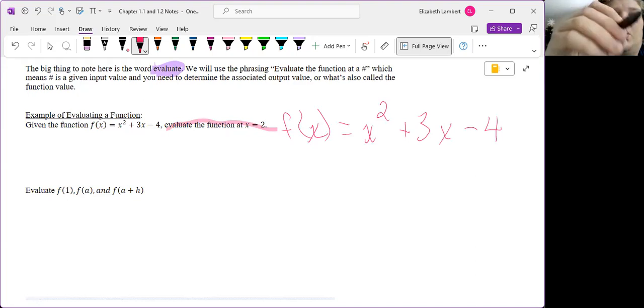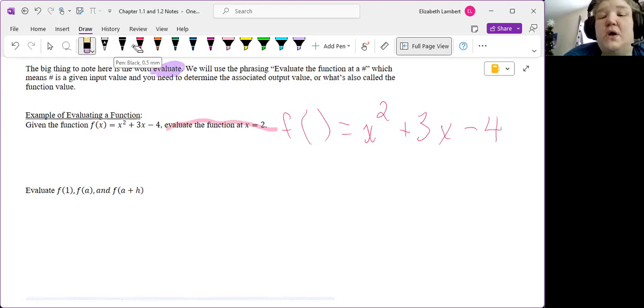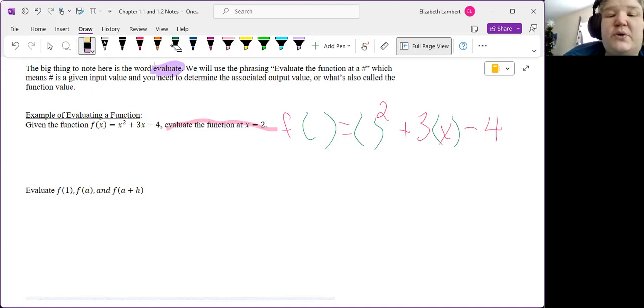So what we're going to do now is, everywhere there was an x, I'm going to go back and put parentheses with a space. So I'm going to put the parentheses there, and the parentheses there. And now I'm going to erase the x's.